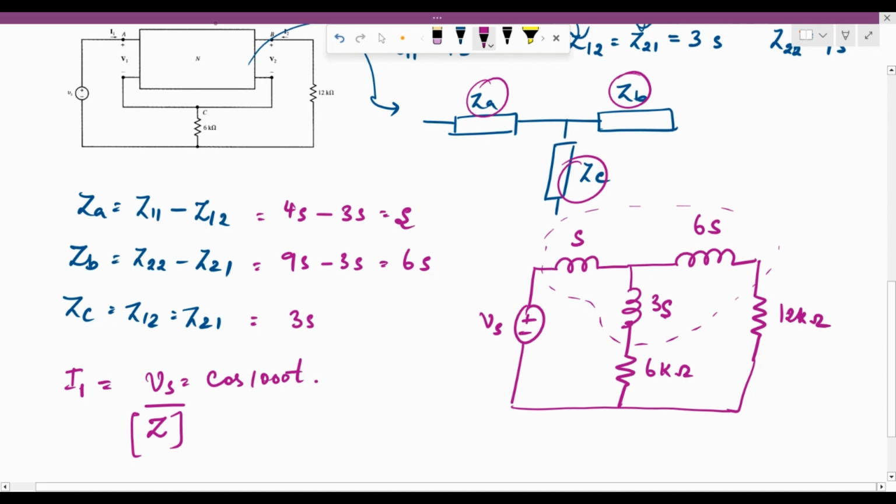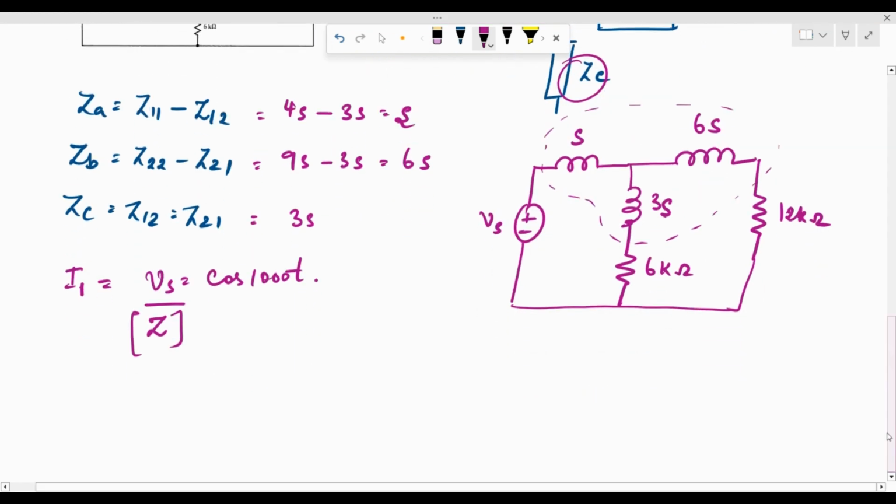To compute Z, we can look at this as a simple network, a series parallel combination of different elements, and apply the series parallel rule to obtain Z. Looking at this, we see these two are in series, so 6s plus 12. We assume the resistors are in kilo ohms and s is in kilo radians per second because that's given in the question, so we don't have to worry about the K of the resistors. So I'm just going to say 6s plus 12. This is the impedance of this path.